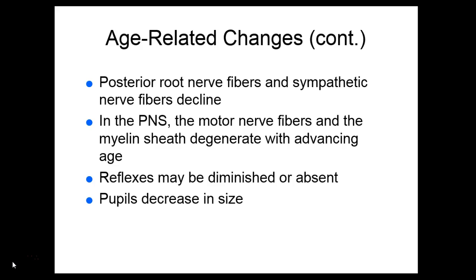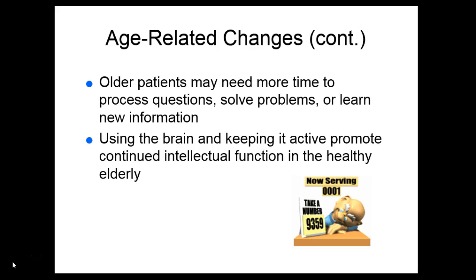Reflexes may be diminished or absent, and pupils decrease in size, which is important to remember if you're going to be doing a pupil check, a PERRLA check, on an older person. Their pupils are going to be decreased in size normally. Other changes: older persons may need more time to process questions, solve problems, or learn new information, and using the brain and keeping it active promotes continued intellectual function in the healthy elderly.